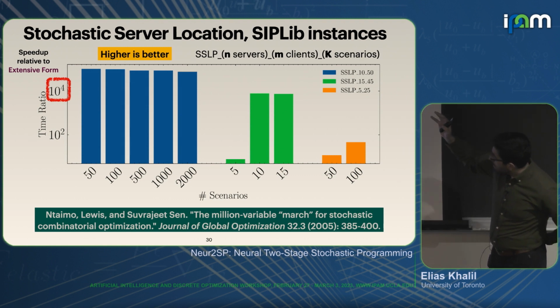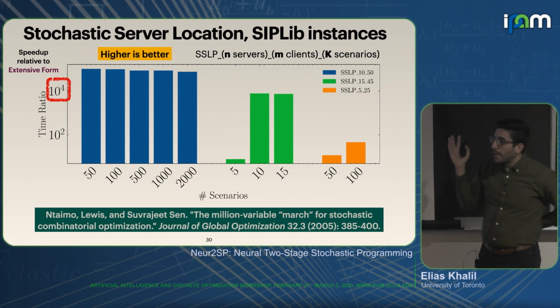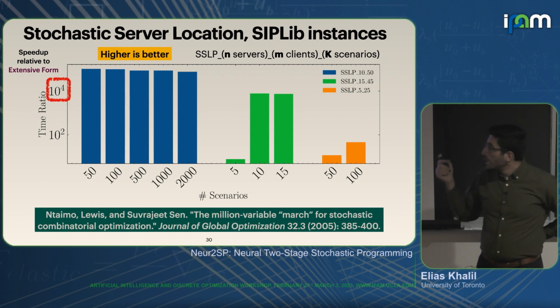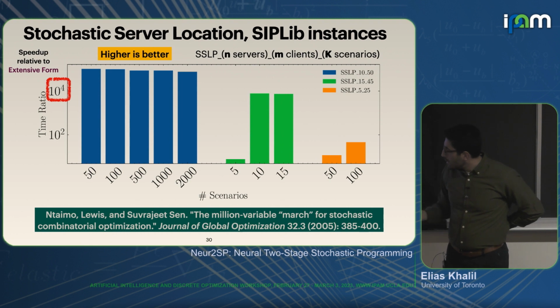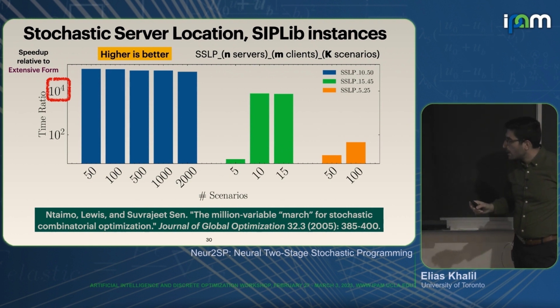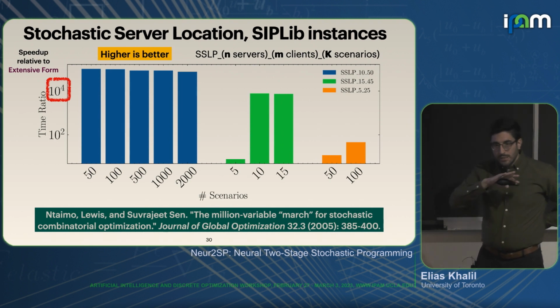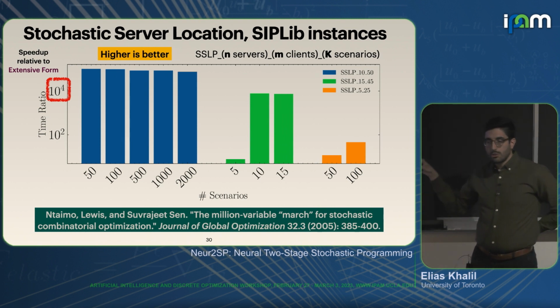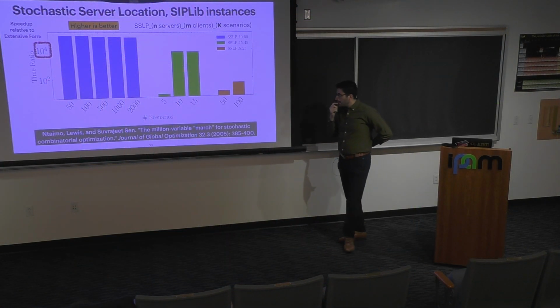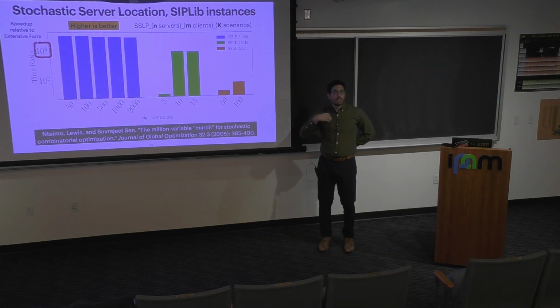These instances are interesting. These are the instances of the SIPLib library, the Stochastic Integer Programming Library, Stochastic Server Location Benchmark. So this is a benchmark that was introduced in the Million Variable March for Stochastic Combinatorial Optimization in 2005. This is a common benchmark for stochastic programming. If you're doing stochastic integer programming, you probably need to assess on these instances. And they are interesting because they're not instances that we generate. We're not generating random scenarios. It's fixed. So anybody can compare to our method and say, oh, we reach a solution that's slightly better or slightly worse.